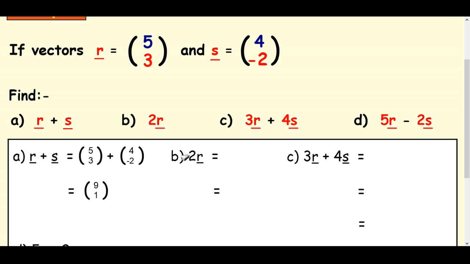So on to the next one, you're going to double R basically. So you write it like this, you put a 2 in front of the bracket, (5, 3). And when you're doing this, make sure you double the top one and double the bottom one. So that's going to give you 10, 6. On to the next one.